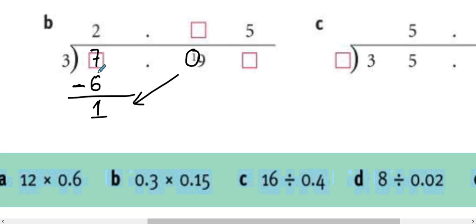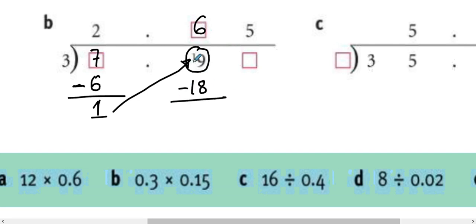Now let us check it. 7 divided by 3 comes 2. 2 times 3 is 6. When you subtract, the remainder is 1. Now this remainder here is the 1 which was recorded here. And this number becomes 19. 19 divided by 3, this comes to be 6. 6 times 3, the answer is 18. Now what is 19 minus 18? The answer is 1.